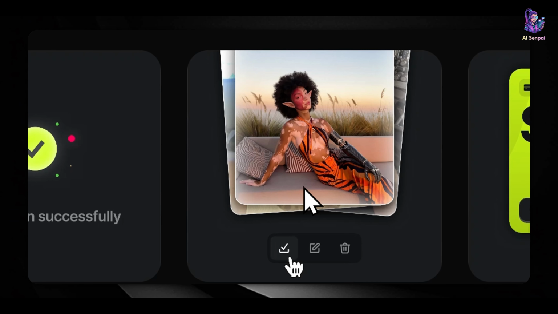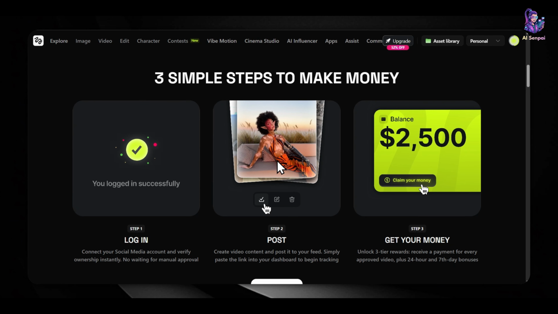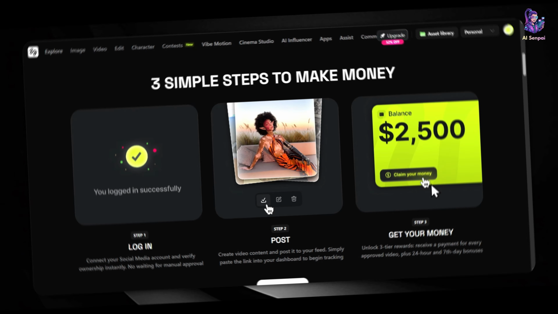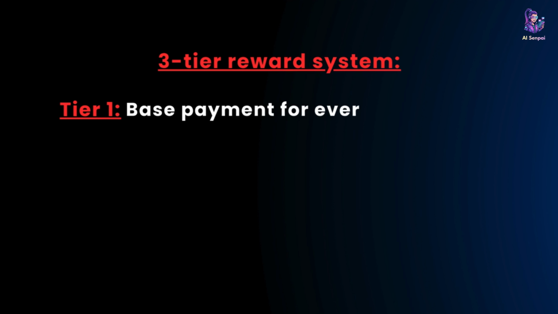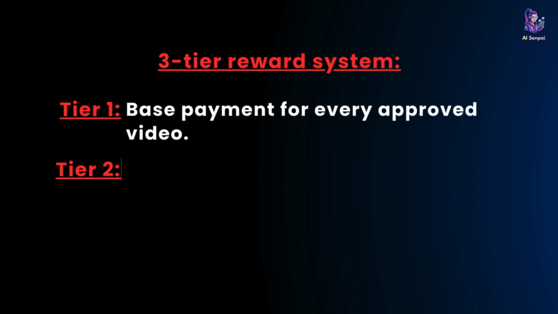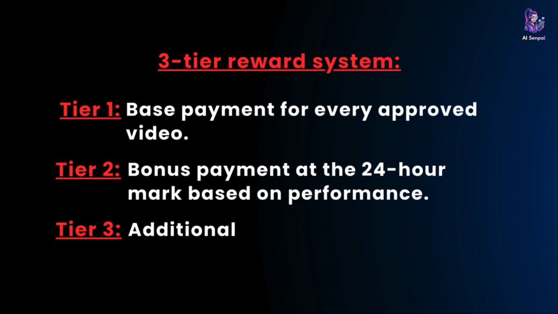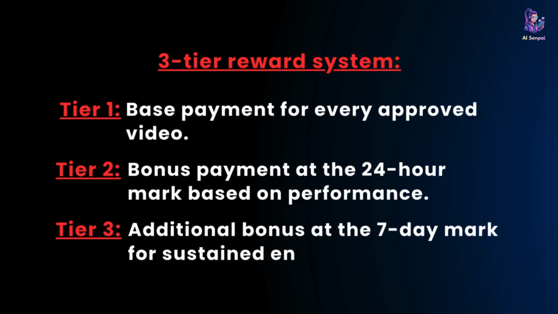Creating content. Use everything we just covered. Build your character, create videos, make them good. Higgsfield provides creative briefs that tell you what kind of content they're looking for in active campaigns. You create content that matches those briefs. Revenue comes from a 3-tier reward system. Tier 1, base payment for every approved video. Tier 2, bonus payment at the 24-hour mark based on performance. Tier 3, additional bonus at the 7-day mark for sustained engagement.